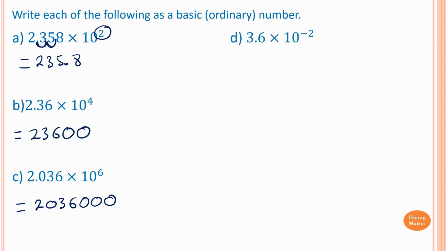Next one. 3.6 times 10 to the power of negative 2. Now, 10 to the power of negative 2 is less than 1. So the number should get smaller because you times a number that is less than 1. In other words, this decimal moves to the left so that the number gets smaller. So move 1, we add a 0, move another 1. So the decimal point is right in the front here. So which means 0.036. But we don't normally write like that, so we put a 0 in front. So the answer is 0.036.